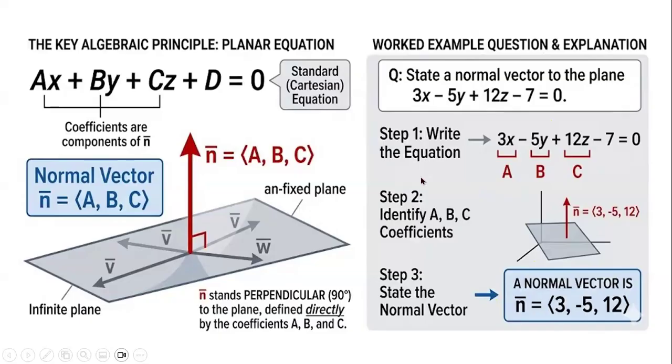Now we have an example here. It says, state a normal vector to the plane 3x minus 5y plus 12z minus 7 equals 0. So step one, you write the equation, then we identify a, b, and c. Step two, after identifying the a, b, and c coefficients, we write it as a normal vector. So n is equal to vector (3, -5, 12). So this is very simple. You could see here again where the point would lie.